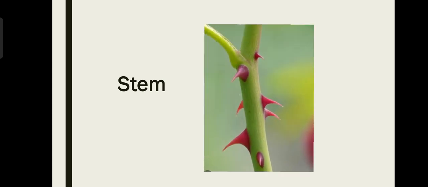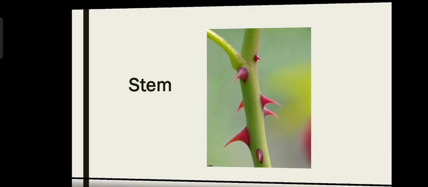Stem. The stem grows above the soil. The sprouting seed produces plumule. From the plumule, the stem grows. The length of the stem gradually increases as the sprout grows.